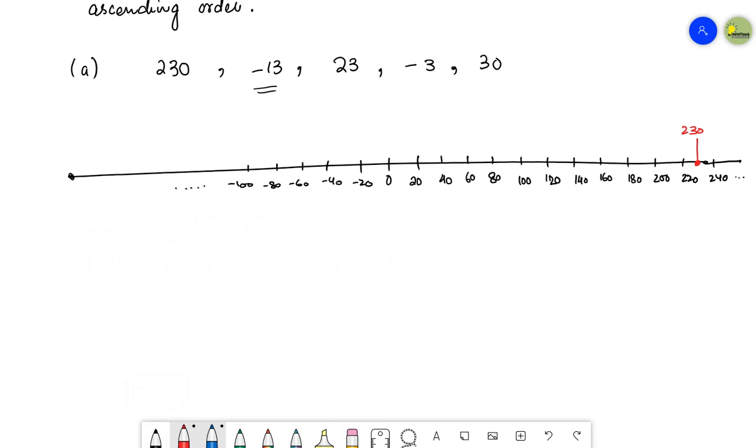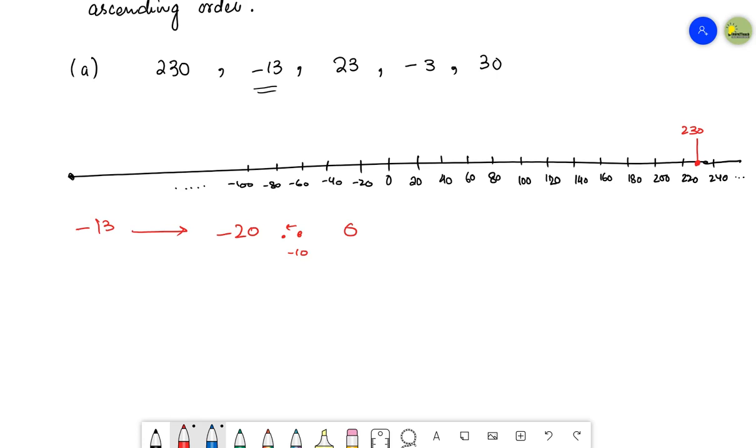Now let's consider the next value, that is -13. The negative value will be placed on the left hand side of the 0 on your number line. So again, the range will be -20 till 0. -13 will be somewhere in between -20 to 0. So if I consider the center value, it will have -10. So -13 will be somewhere on the right of -10. Sorry, on the left of -10. Why? Because it is a smaller value than -10. So it will be drawn before -10.